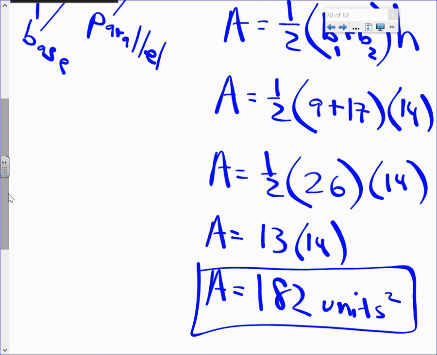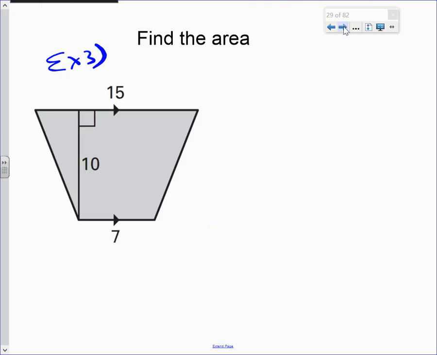Cool. Last one. Example 3. We'll do circles tomorrow. We're going to do circles and parallelograms tomorrow. I don't give you guys nightmares. It's a very special number involved with circles.